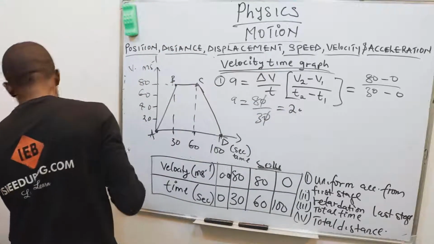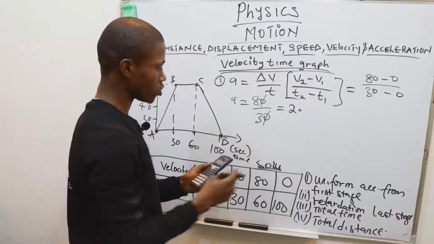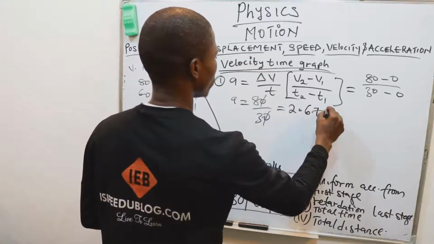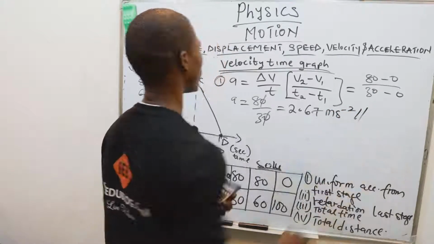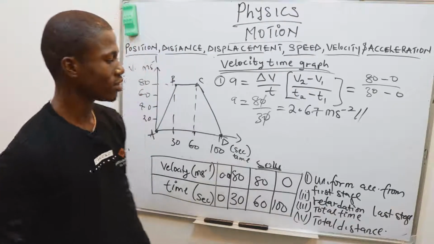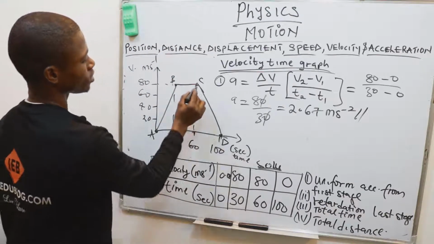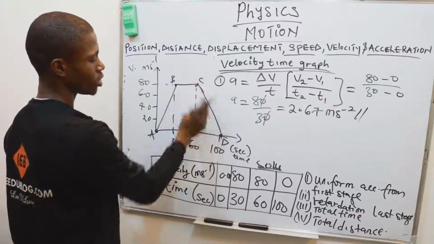Let me punch it into a calculator. This is 8 divided by 3, which is 2.67, which is 2.67 meters per second squared. This is our acceleration. Next is the retardation at the last stage. The last stage is from this point, where we have retardation from here to here.